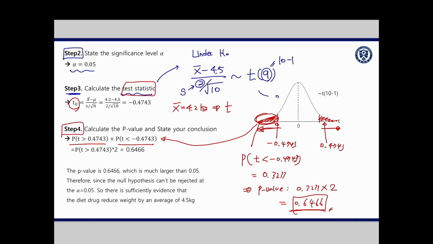The p-value is greater than the significance level alpha, so we cannot reject H0. So in conclusion, the p-value is 0.6466, which is much larger than the significance level 0.05. Therefore, since the null hypothesis cannot be rejected at alpha 0.05, there is not sufficient evidence against the claim that the diet drug reduces weight by an average of 4.5 kilograms.